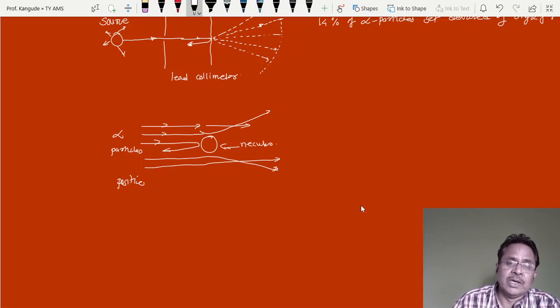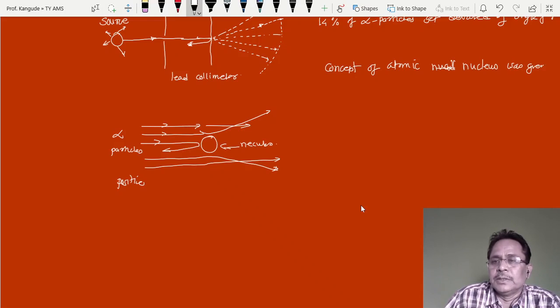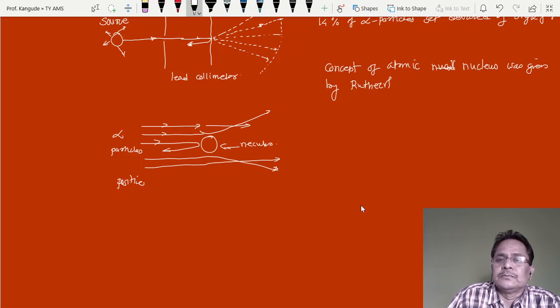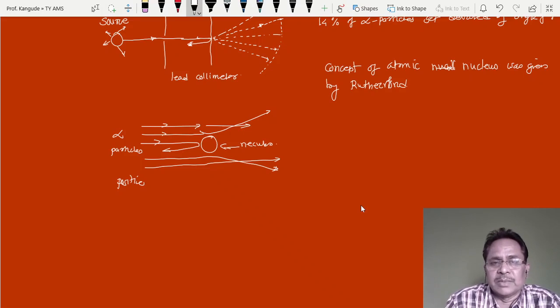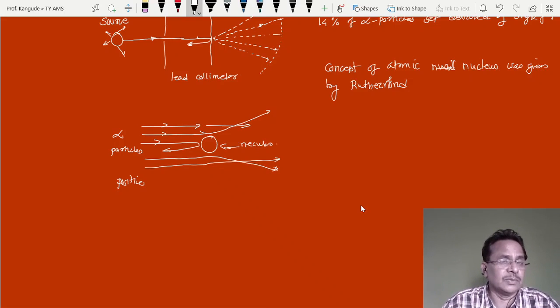So for the first time he gave the concept of the nucleus. The concept of the atomic nucleus was given by Rutherford. So whatever picture was given by Thomson, that picture is not like this. On the basis of his experiment he showed that this particular atom is not like that.